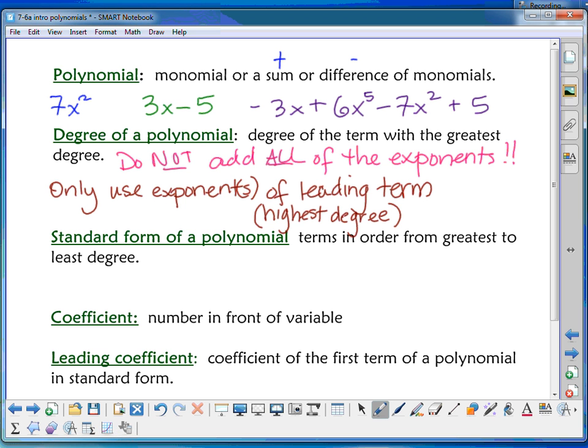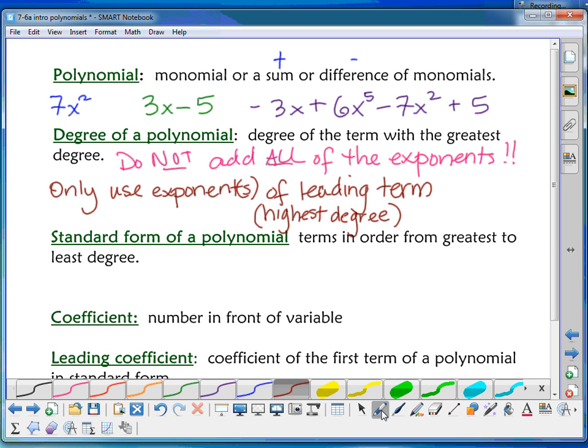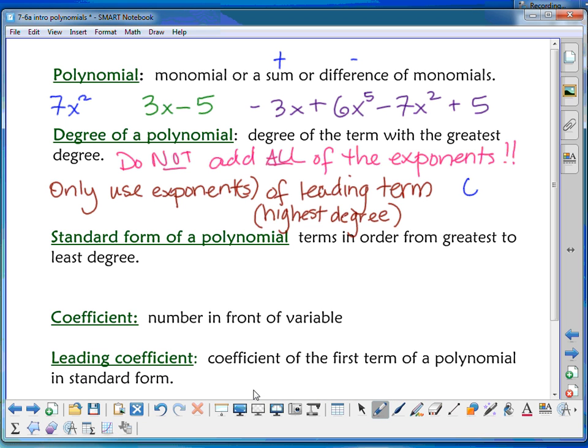Okay, the leading term is the one that has the highest degree. So if I look at my negative 3x plus 6x to the 5th minus 7x squared plus 5, which one of those terms, which one of the monomials in that polynomial has the highest degree? 5 is the highest degree, right? So the term that had the highest degree was the 6x to the 5th. And so, yes, the degree would be 5 for that polynomial.